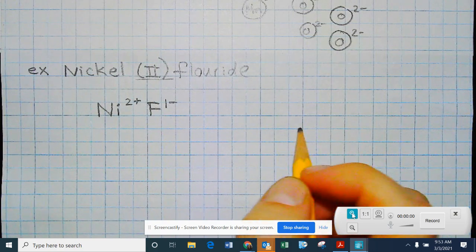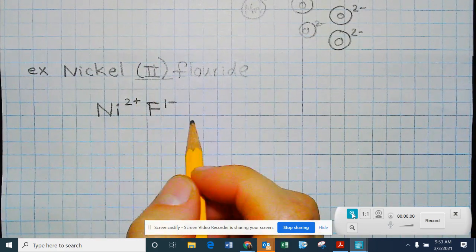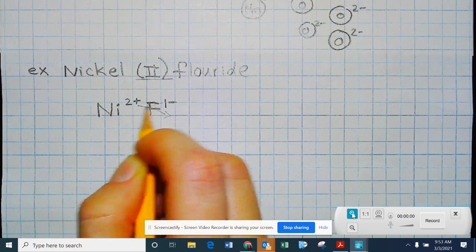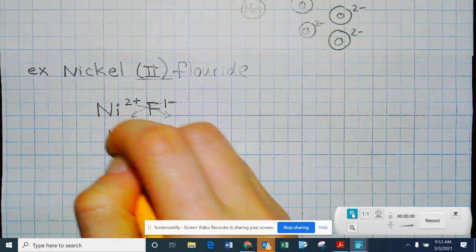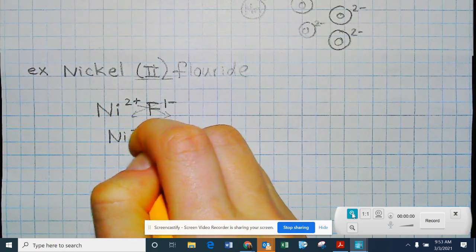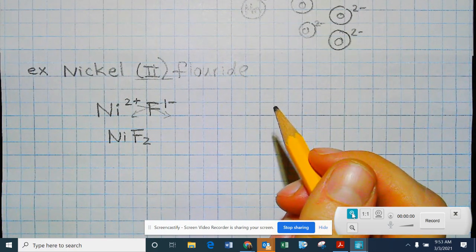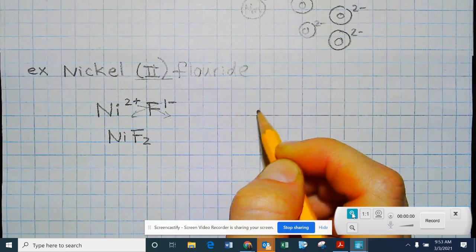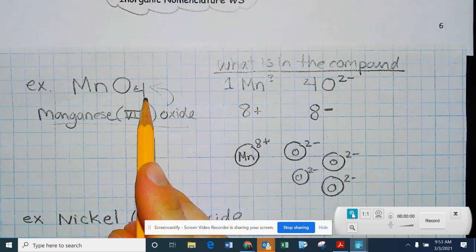Okay, so it's much easier going from name to formula. This is just like how we would do simple ionic compounds. We just do the crisscross, and I end up with NiF2. Does that make sense? Okay. Is going from name to formula okay for people? This one?